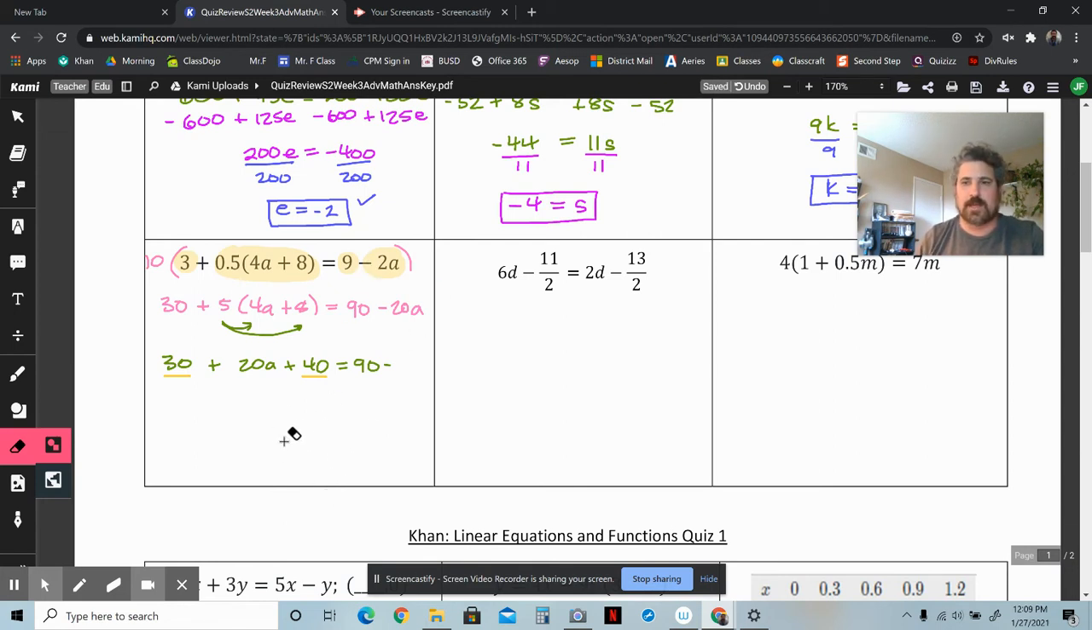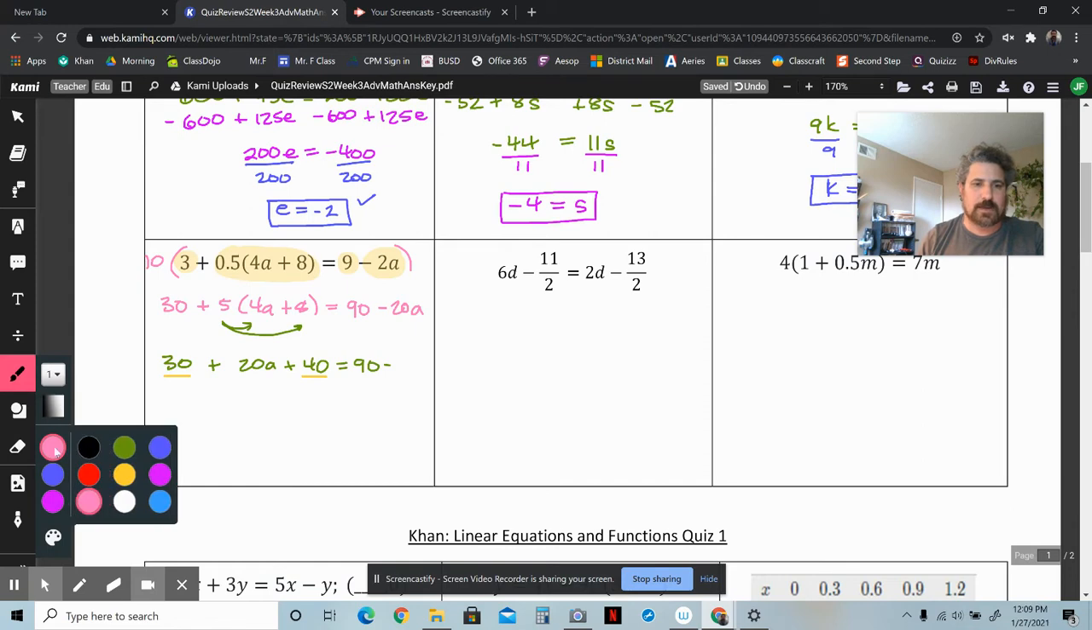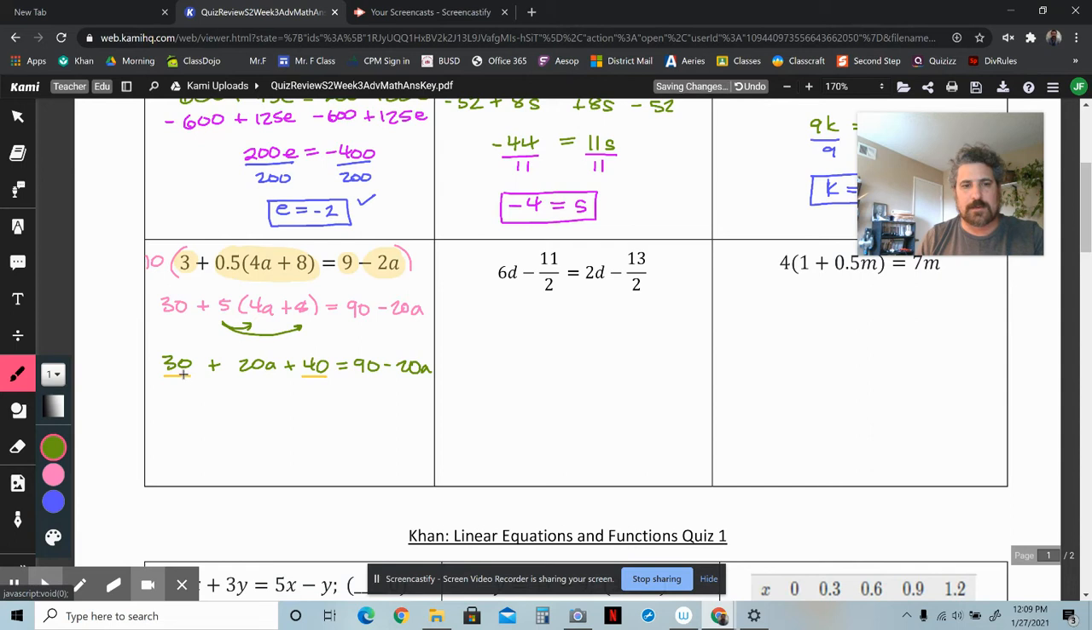So when I got the answer, I was like, oh, plug it back in and see if it works. It didn't work. So I know I got to fix it, right? So let's go back and see what happened here. So 90 minus 20a, that's going to be 90 minus 20a. So that's going to be in green now. And then what we're going to do is we're going to combine our like terms. So we said that 30 plus 40 is 70. So you got 70 plus the 20a is equal to 90 minus the 20a.